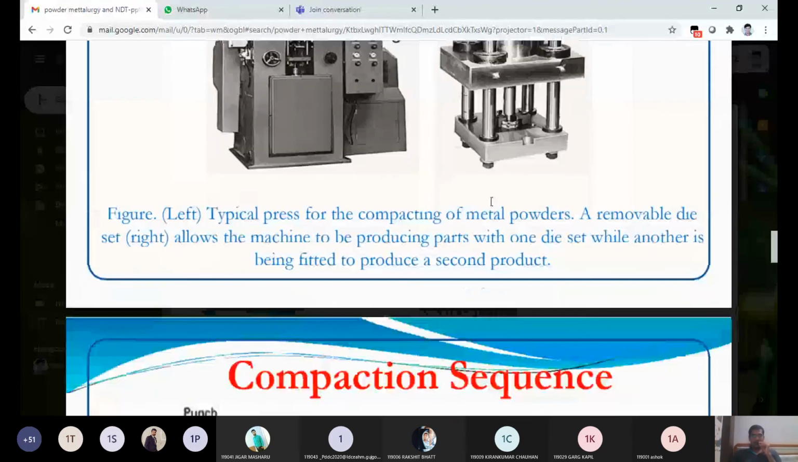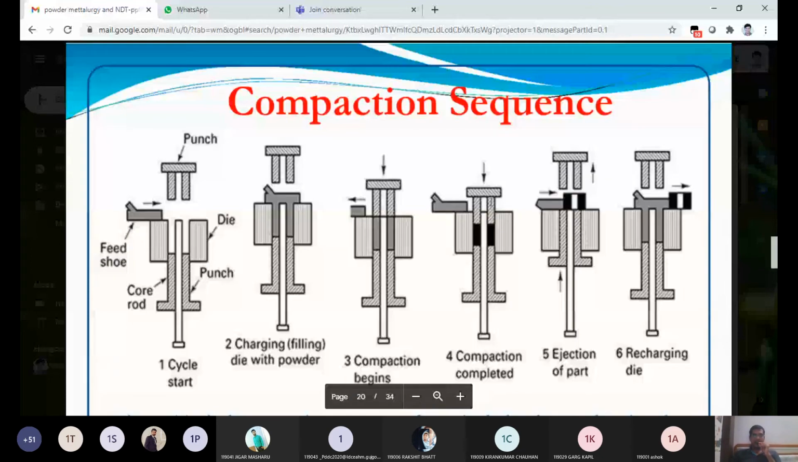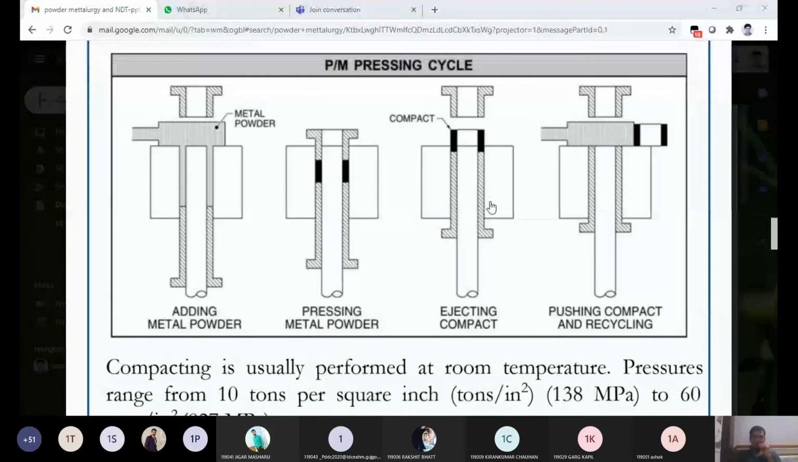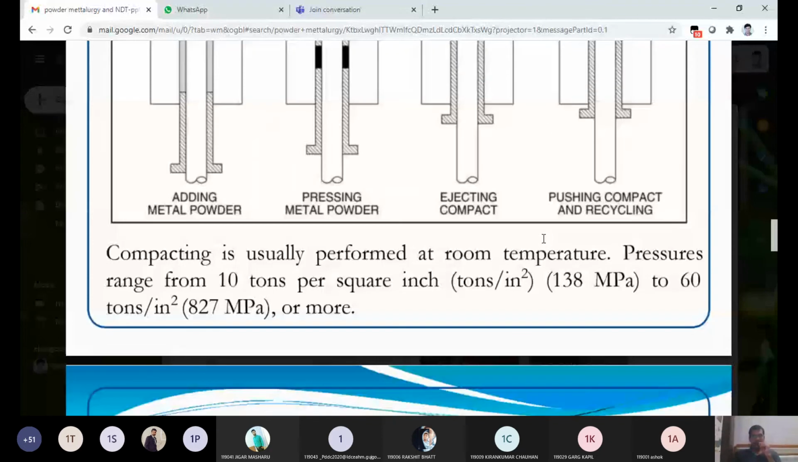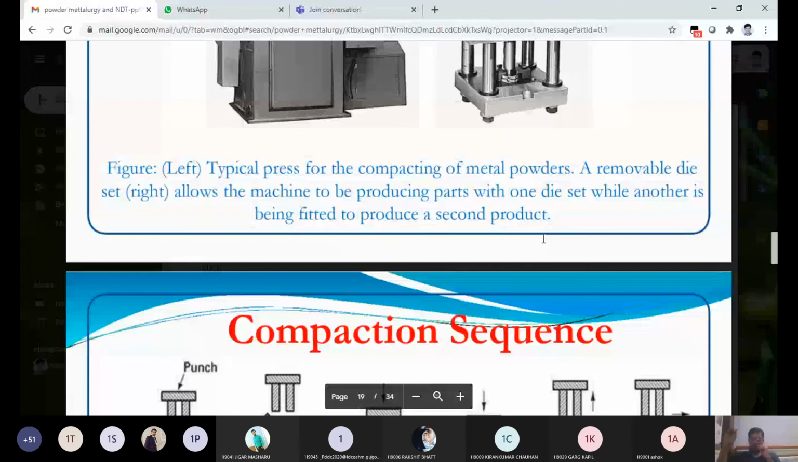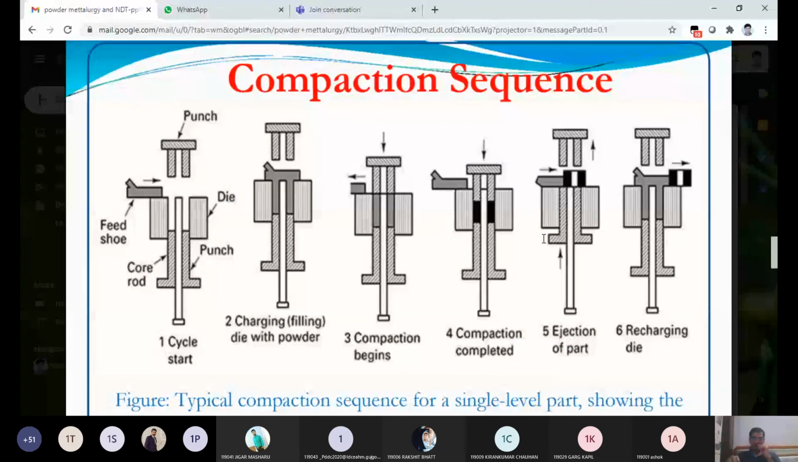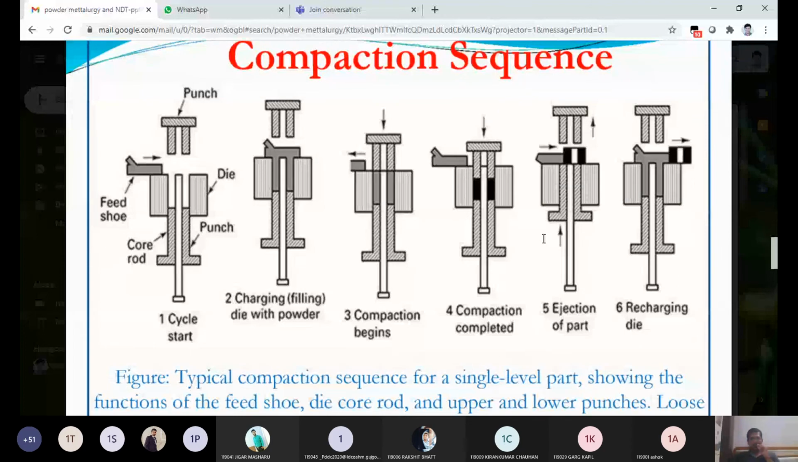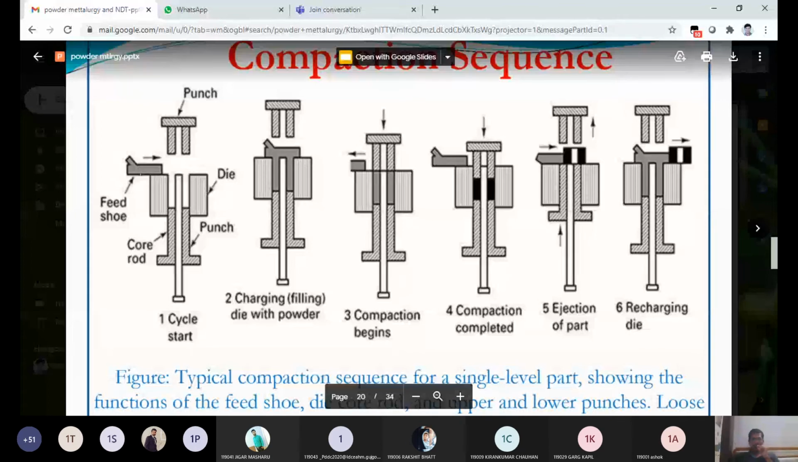Now, as we know the compaction process, the basic steps to produce the powder are given in this figure. Sometimes it is a generalized process, but if we follow the steps, then these are the basic steps for compaction. Initially we start this cycle, then charging the die with powder, meaning we fill the powder in the die. After that we start pressing, and at that time the feed shoe is removed from that place, so we do not get any kind of resistance, and compaction starts and is completed. After that we eject it and then recharge. This is the basic and fundamental sequence of steps for compaction.